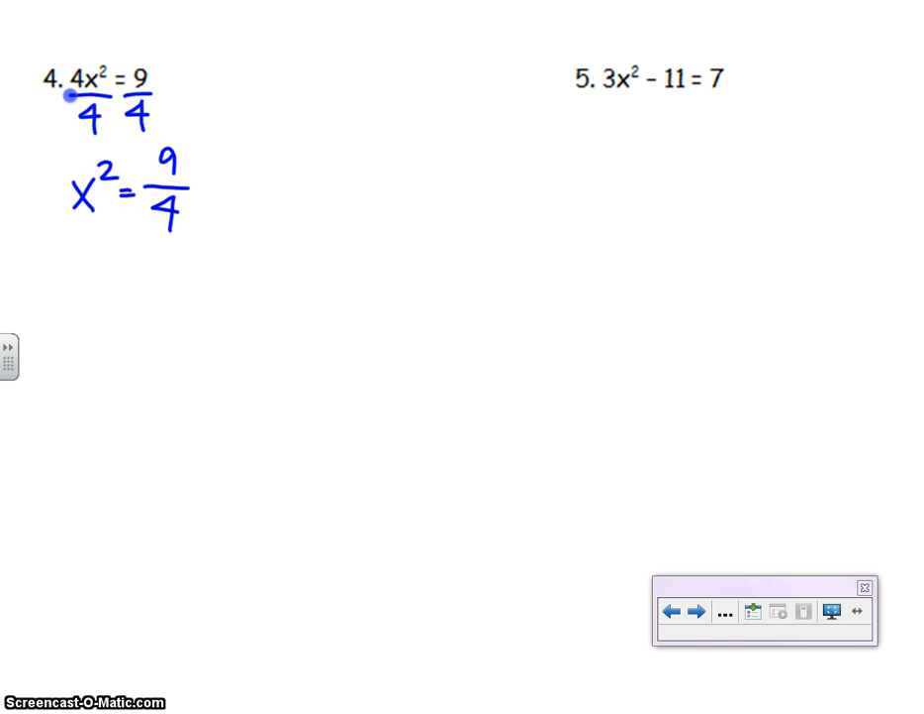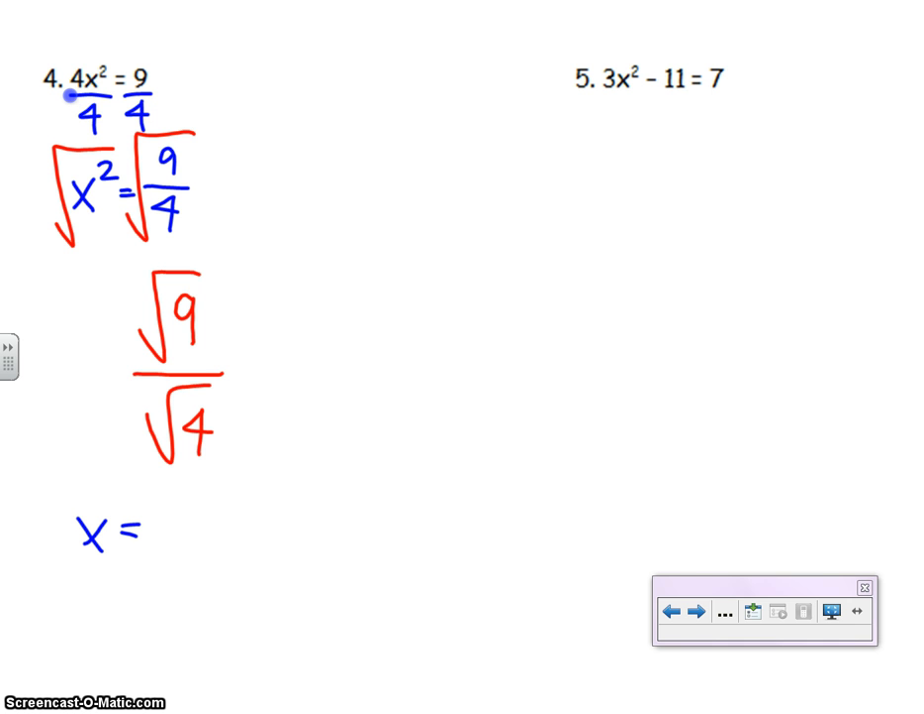So we're going to take the square root of both sides. And we remember that the square root of 9/4 is the same as the square root of 9 divided by the square root of 4. And since those are both perfect squares, we're not going to have any trouble with this. So we can say that x is equal to positive 3/2 or negative 3/2.